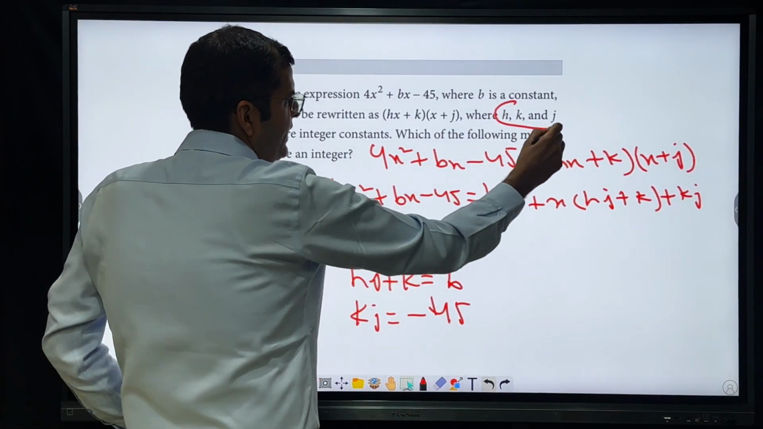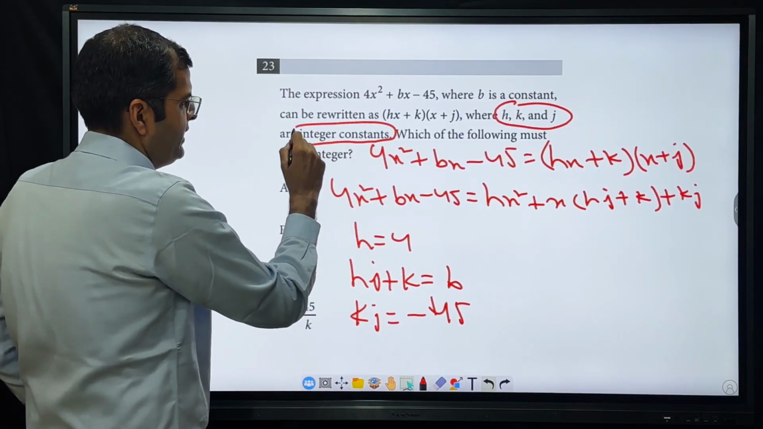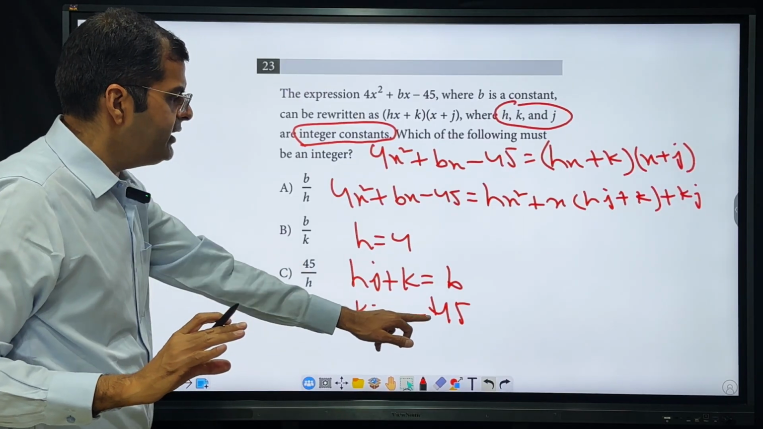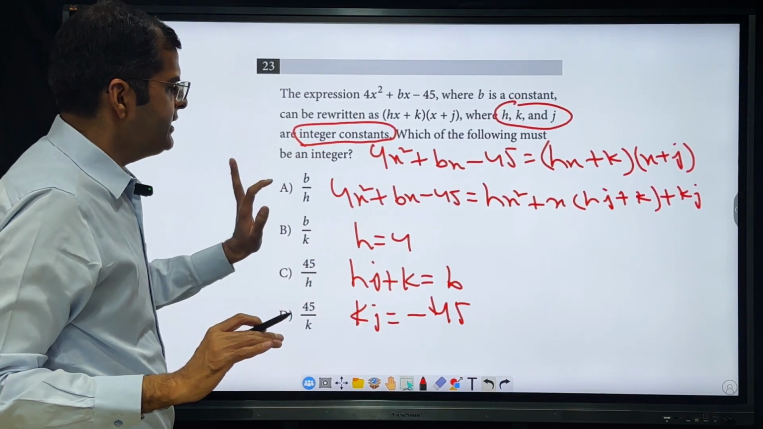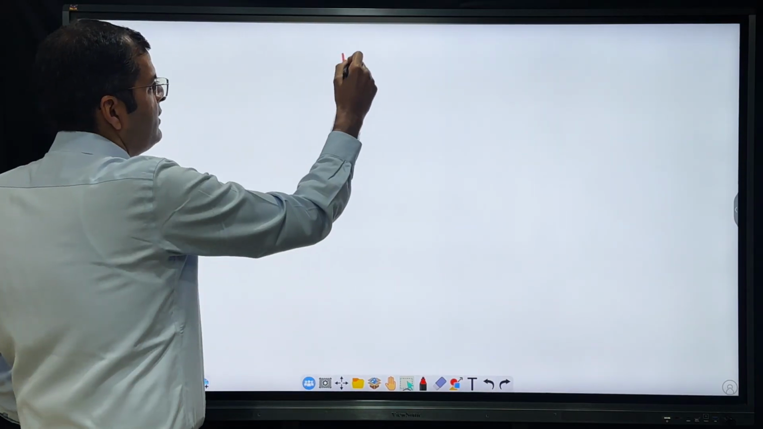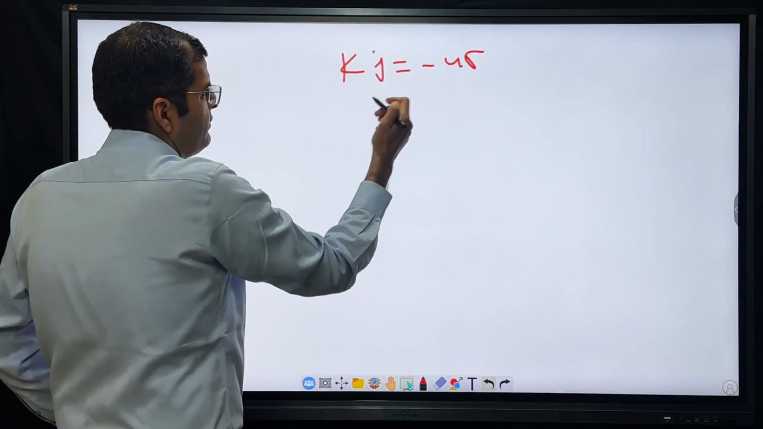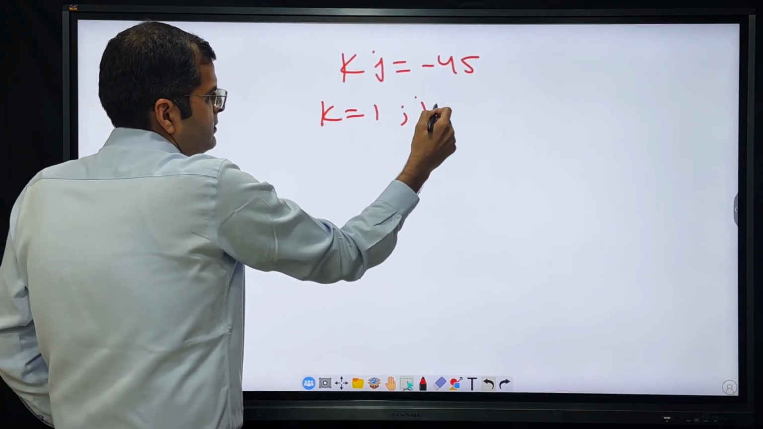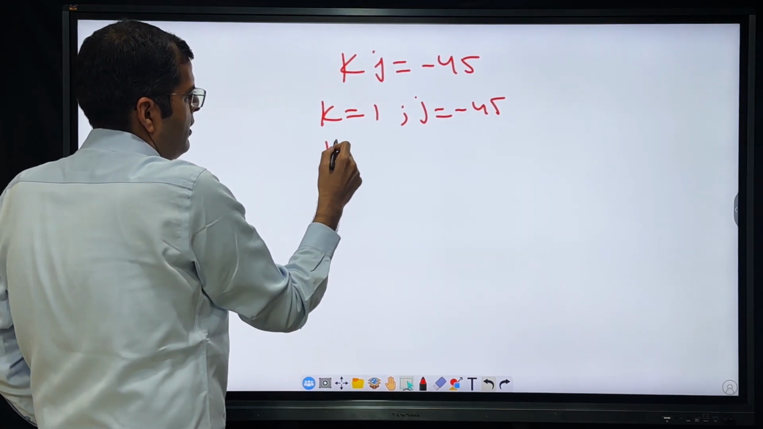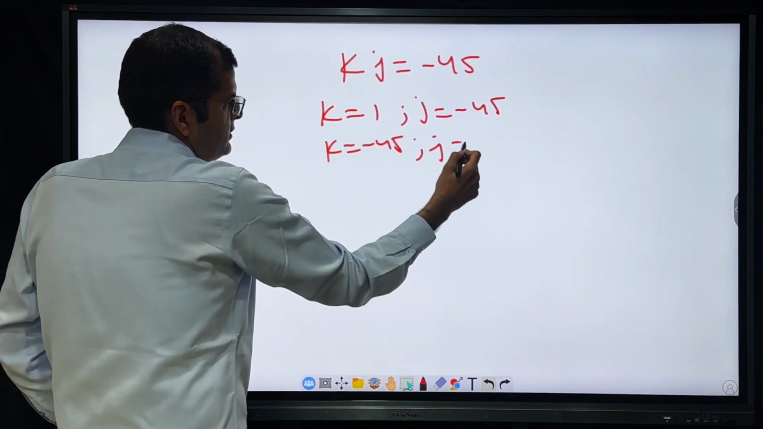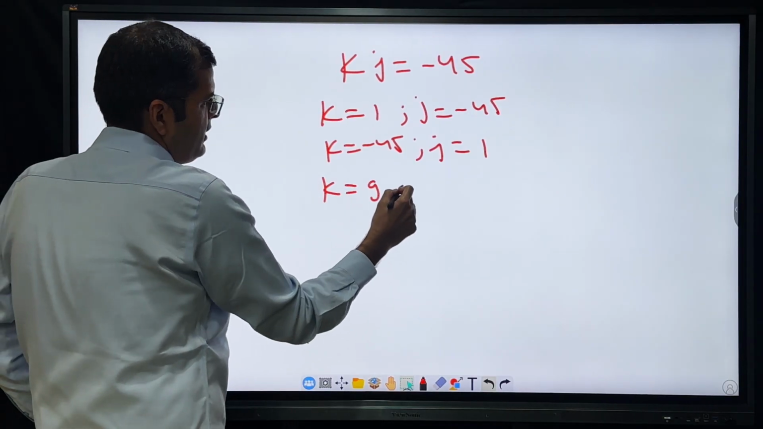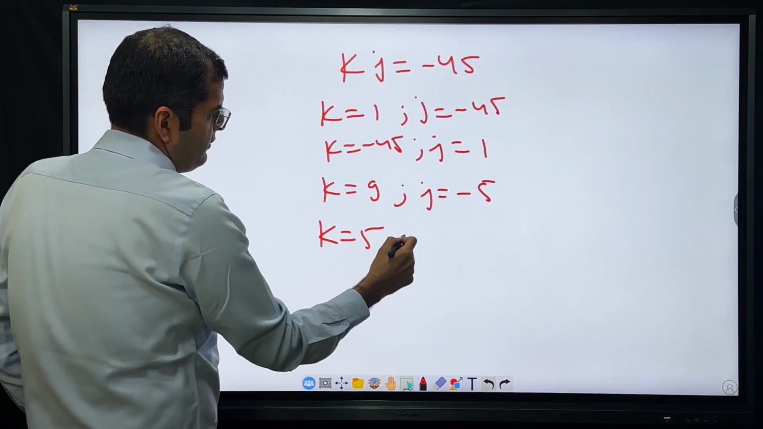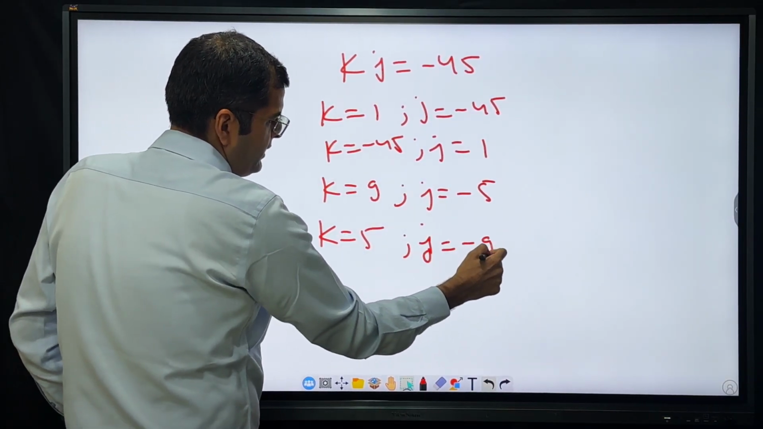What I know is that h, k and j are integer constants. H I know is 4. I don't know the value of k and j, but k into j is minus 45 and they are integer constants. So what are the options I have? If I have k into j as minus 45, what options do I have? K can be 1, j can be minus 45, or k can be minus 45, j can be 1, or k can be 9, j can be minus 5, or k can be 5 and j can be minus 9.